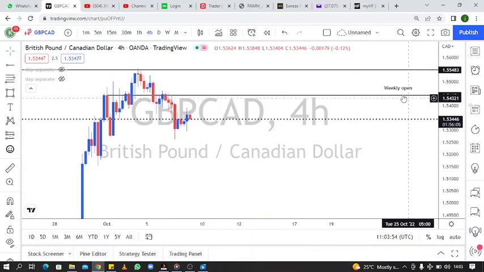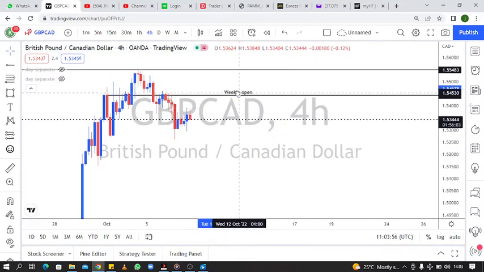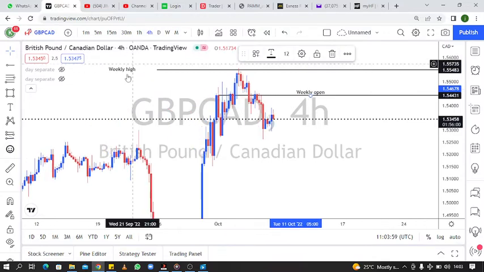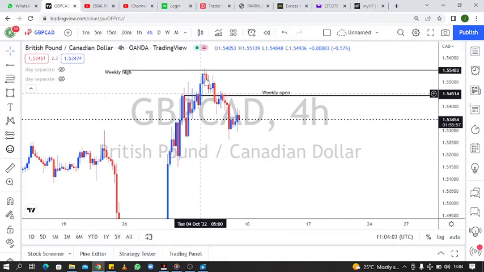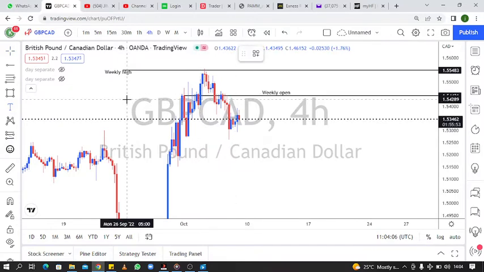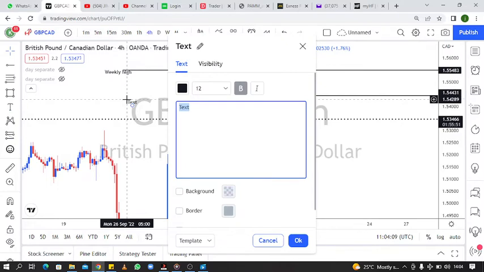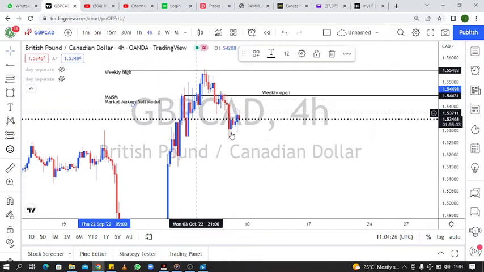When I come to H4, this was my weekly open, and the other one is my weekly high, which is here. Already it has given us a market maker sell model. We call it MMSM, which is market makers sell model. So this GBP card gave us a market maker sell model.